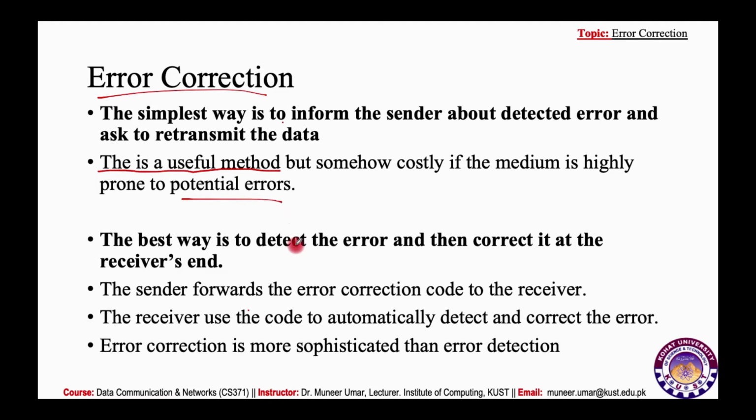Then the best way is to detect the error and correct it at the receiver's end without acknowledging or informing the sender. The sender forwards the error correction code to the receiver along with the data. It is just like error detection, as we saw that with data some additional bits were sent for the detection of errors. In the same manner, for error correction, some additional bits or additional data is appended with the original data and transmitted towards the receiver. The receiver uses that appended data, or the code, to automatically detect and correct the error. This type of error correction is more sophisticated than error detection, and also more sophisticated than asking the sender for retransmission of data.